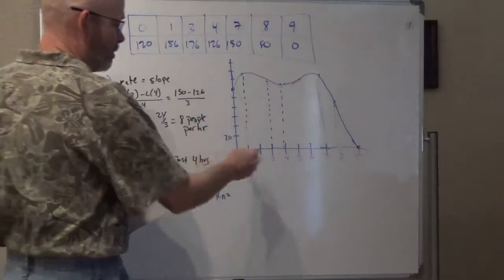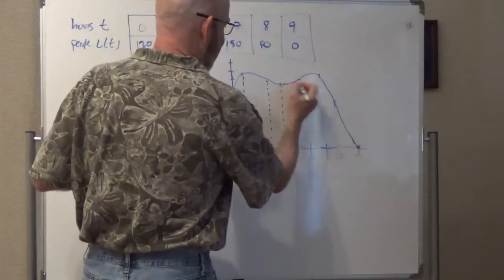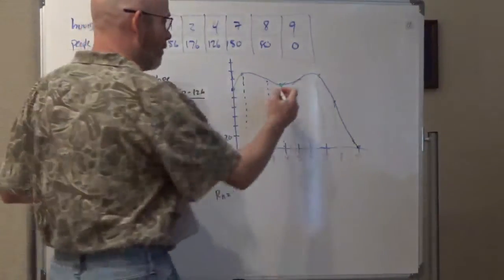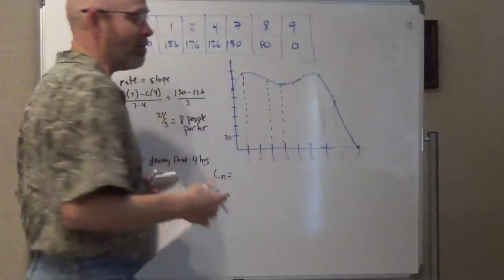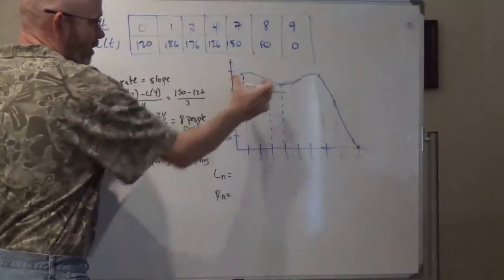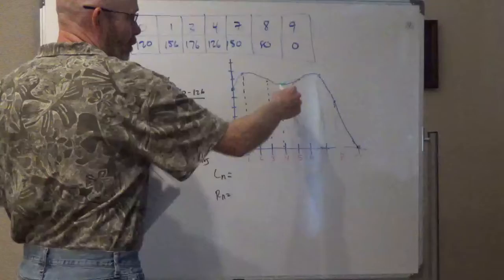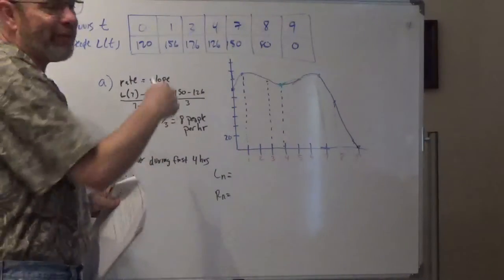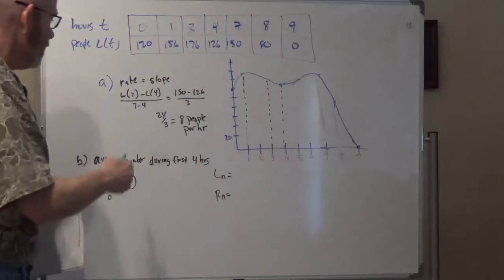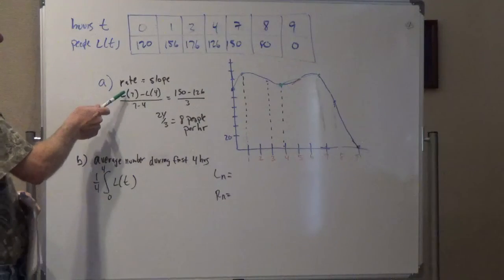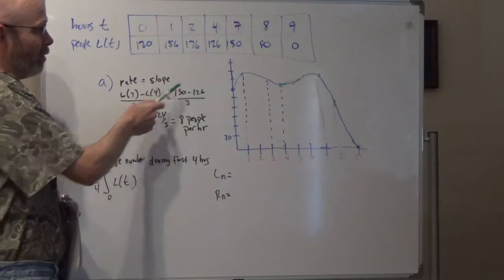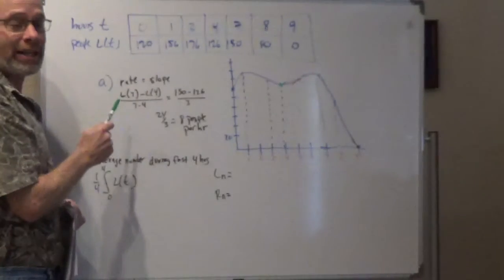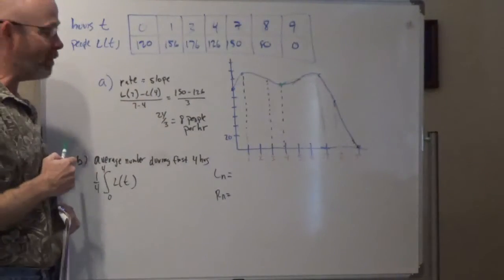So if I just use my point here at 4 and my point here at 7, and draw that line, it's the best I can do, right? These other points aren't going to mean anything. That's the closest approximation I can get using these numbers. So I'm just trying to find the slope of that green line. The slope of that green line is L at 7 minus L at 4, so it's 150 minus 126 over 7 minus 4, over 3.